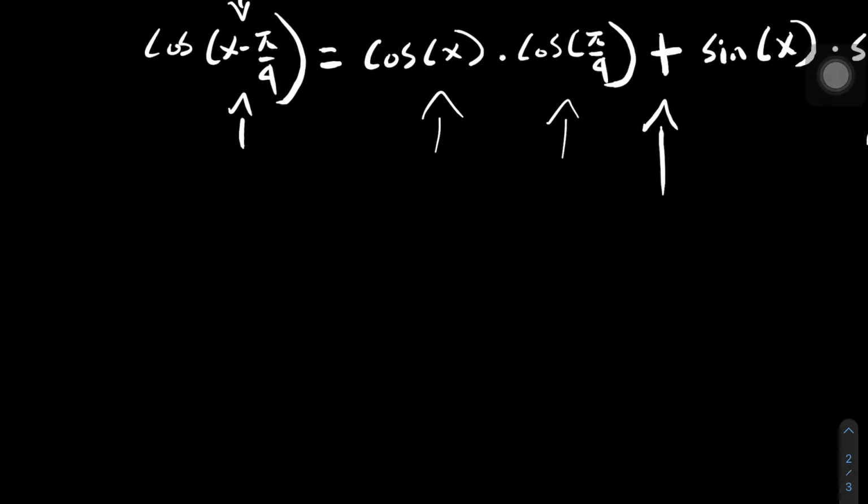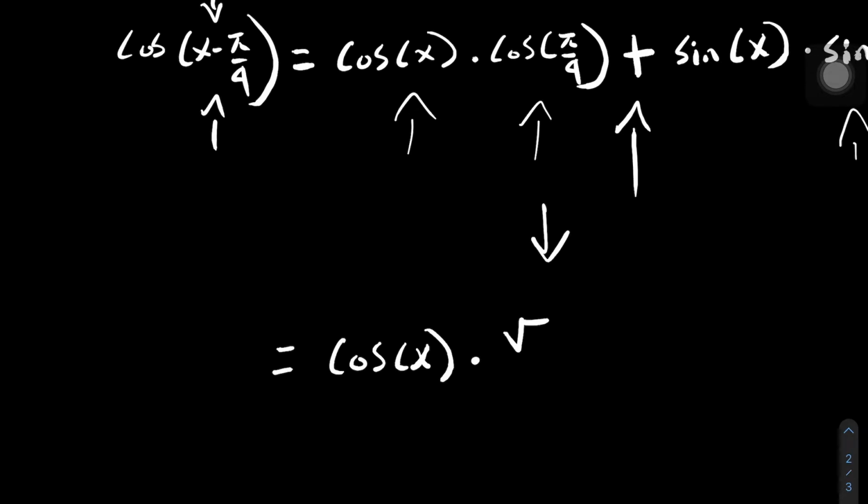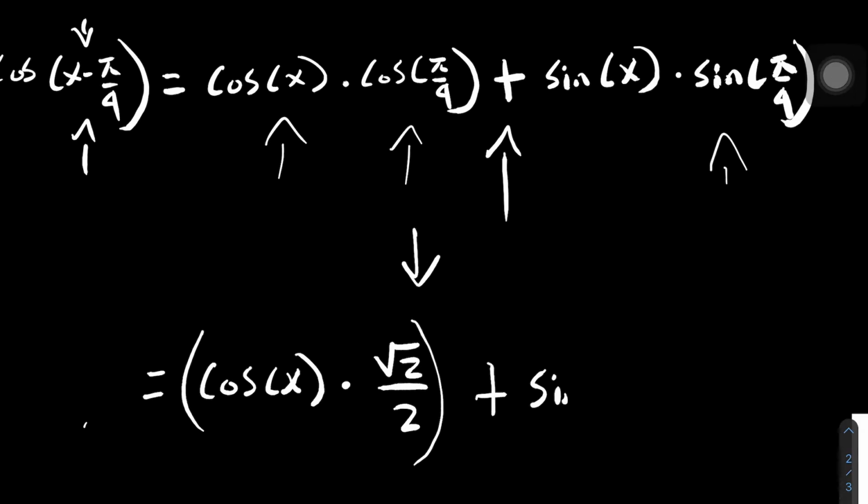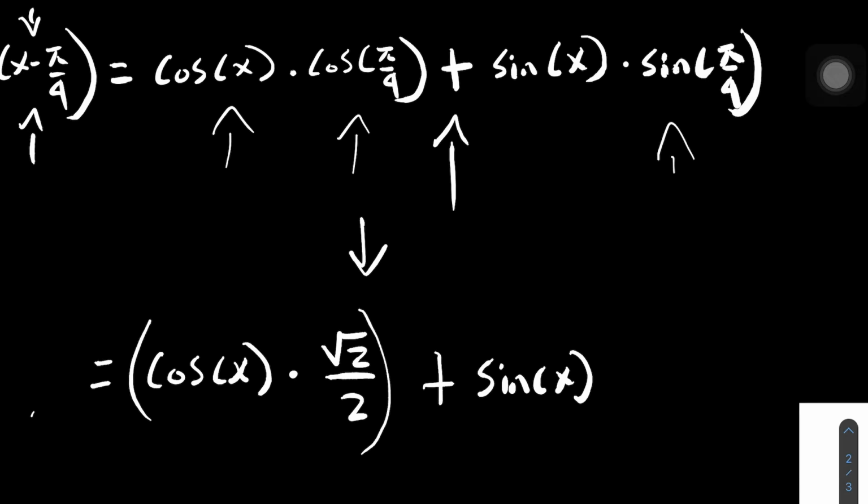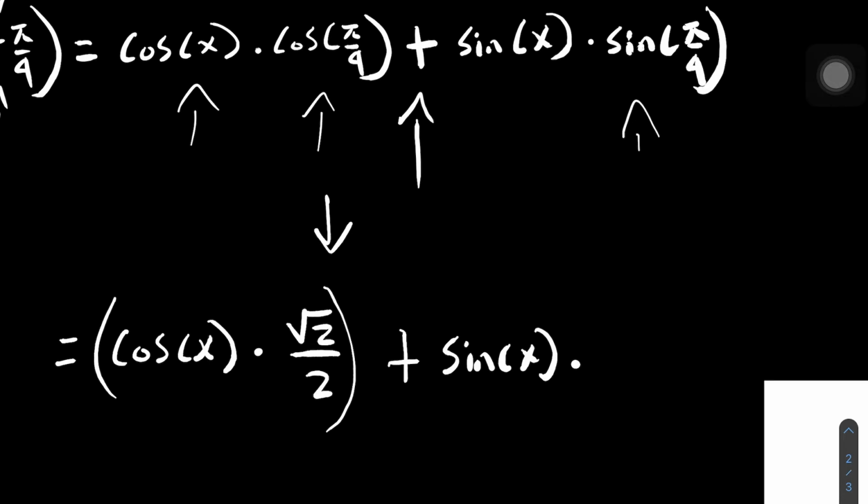So now we have this, and it's equal to cosine of x times, we just said the cosine of pi over 4 was square root of 2 over 2 according to our unit circle. So that is our first part. And we're adding that to sine of x. Again, we don't have a value of x on the unit circle. And that is being multiplied by the sine of pi over 4.